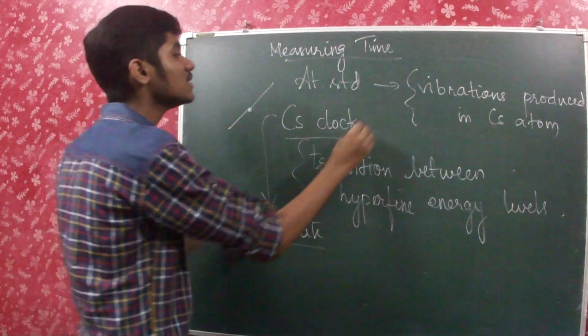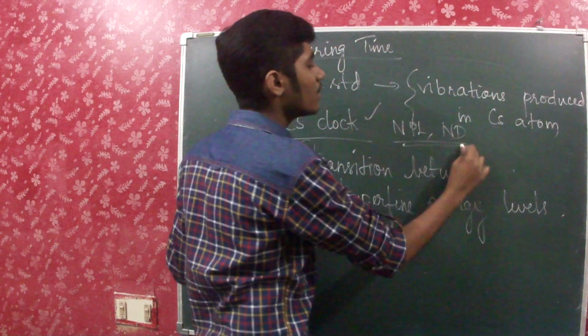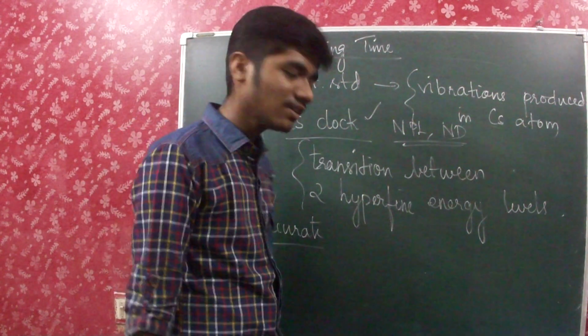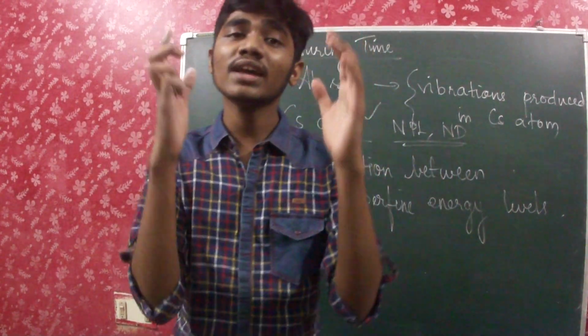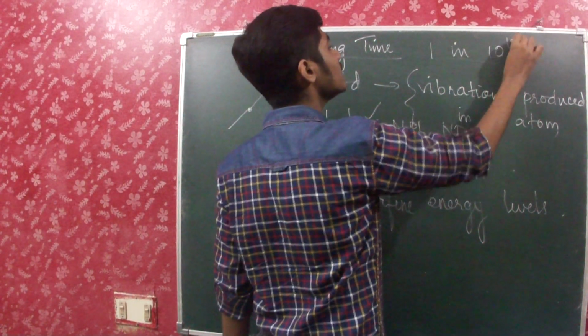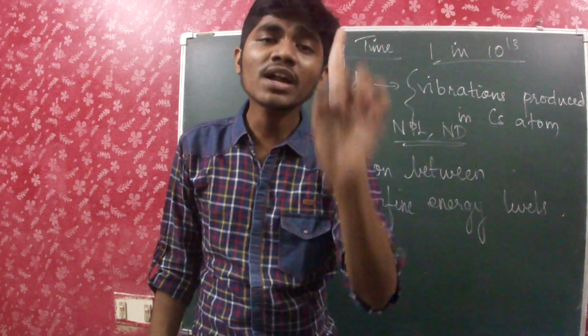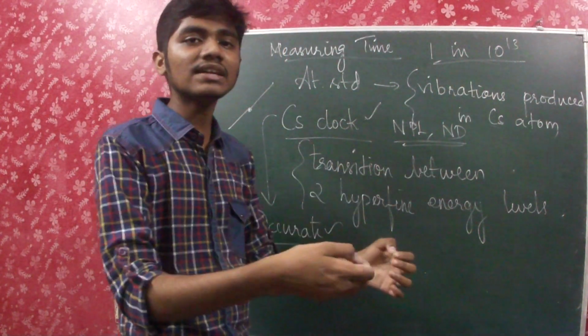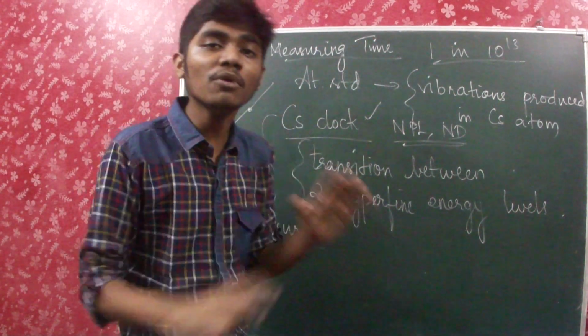Even we have one cesium clock in the National Physics Laboratory in New Delhi. Okay, in India it's present in National Physics Laboratory, New Delhi. Why is it more accurate? Actually, the uncertainty or the error in measuring time is just 1 in 10 to the power 13. So in 10 to the power 13, only one part can show some kind of uncertainty or an error. Okay, so that's why it's said to be more accurate.